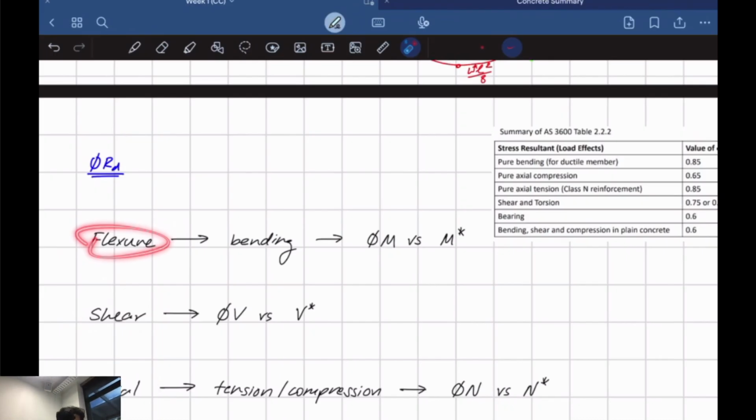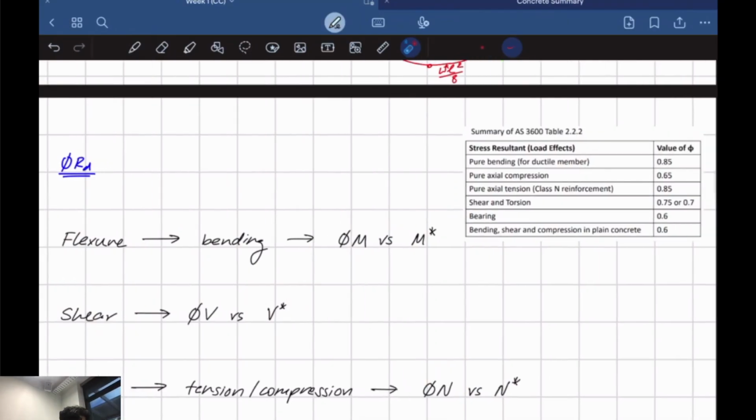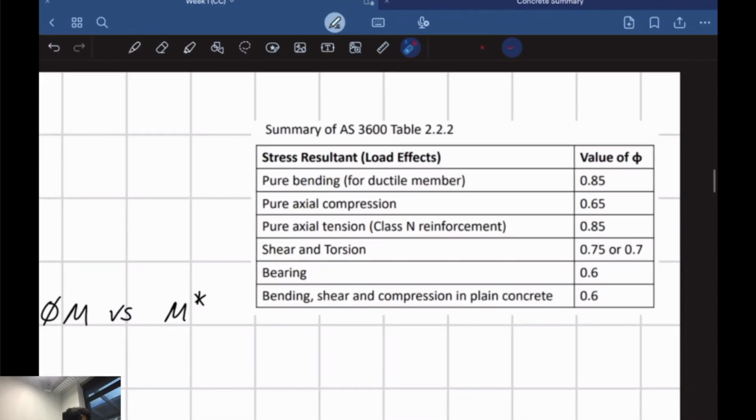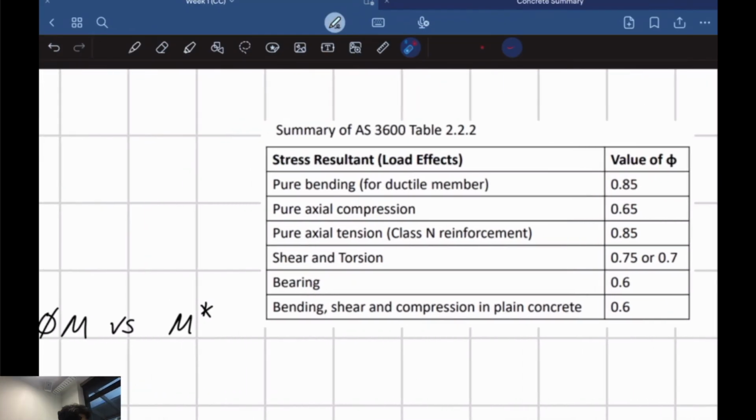So pretty much for flexure, we're going to be comparing our design capacity to the critical moment, the shear capacity to the critical shear. We're going to be comparing it to the shear envelope, which I'll explain in week 7. I can't do it now. And then the axial capacity versus the axial force acting. All right. And this phi value, as I explained earlier, is your reduction factor. From AS3600 table 2.2.2, depending on your stress resultant, you have different values for phi. So for bending, you usually have 0.85, compression 0.65, tension 0.85, shear, I don't know, and then there's some other cases.